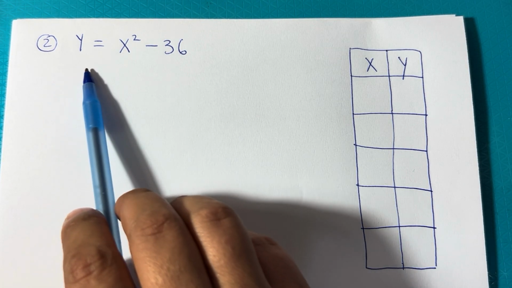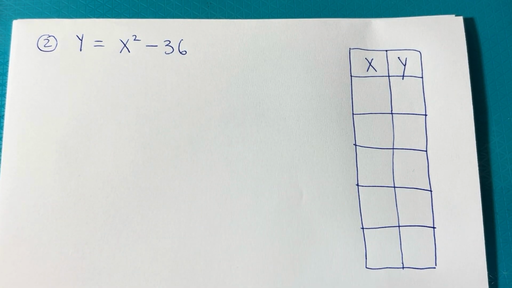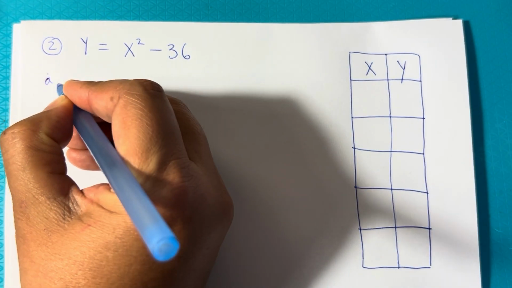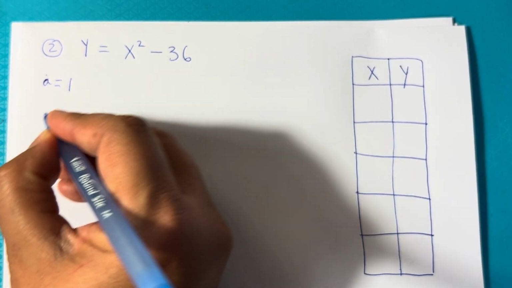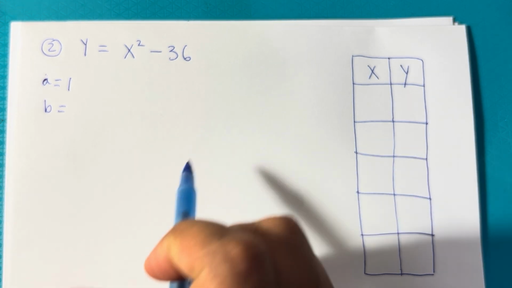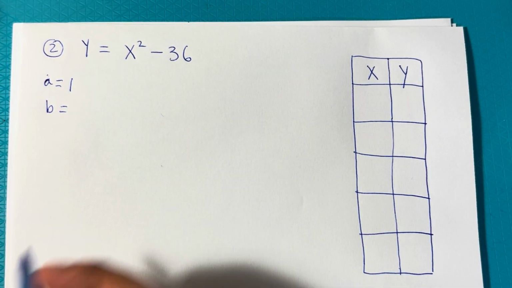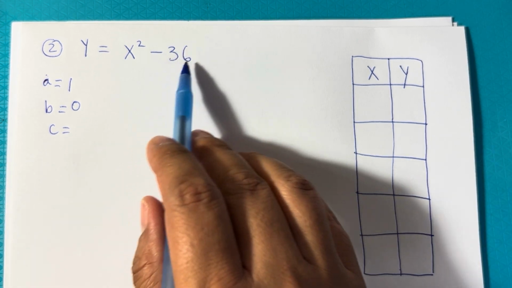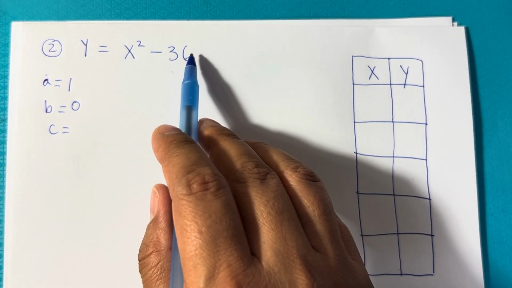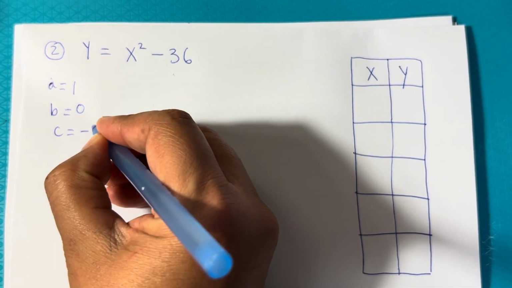Okay, number 2 says y equals x squared minus 36. Again, we need to analyze. A is always with x squared, so that will be 1. B is always with x, but we don't have x in here, so that is 0. And C is always the constant number, meaning it has no variable, so negative 36.